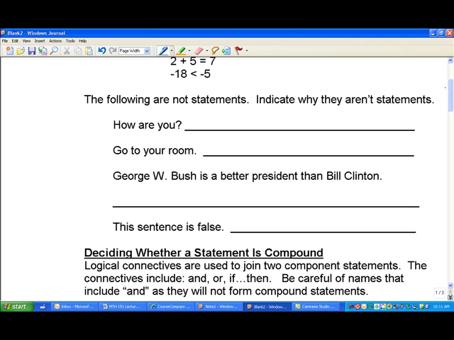How are you is not a statement because it is a question. So it is not a declarative sentence. A question will not be a statement. Okay, the second one, go to your room. Again, this is a command. It's not a declarative sentence. So that means it is not a statement.